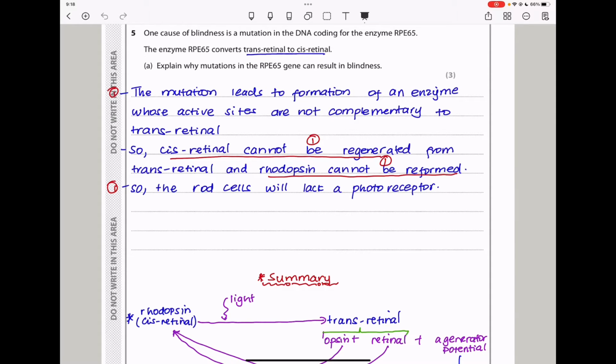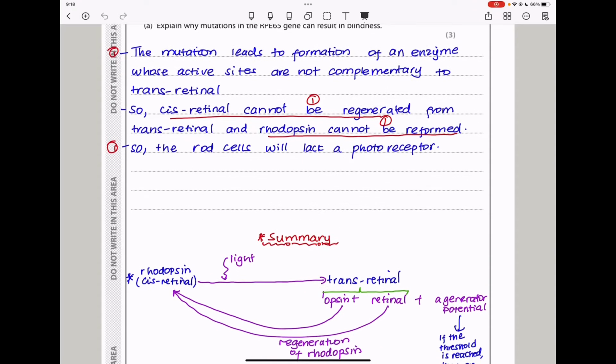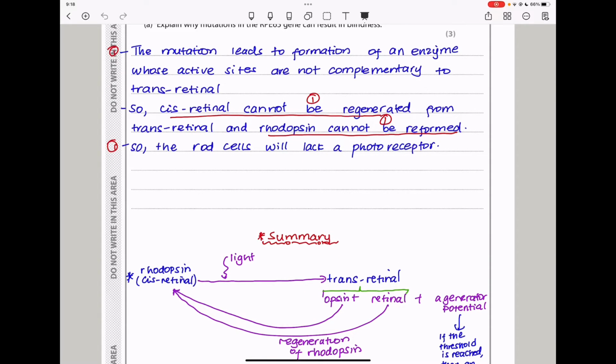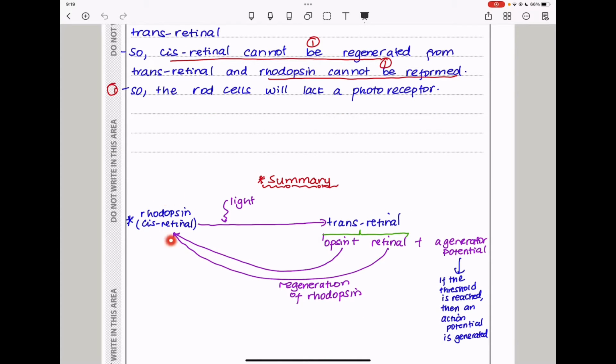So here I said the mutation leads to formation of an enzyme whose active sites are not complementary to the trans retinol. Remember, trans retinol will be the substrate for this enzyme. So cis retinol cannot be regenerated from trans retinol and rhodopsin cannot be reformed, so the rod cells will lack the photoreceptor. And again, remember the photoreceptor is the rhodopsin, which is present in the cis form. When light strikes, the rhodopsin is converted into the trans retinol form, which breaks down into opsin and retinol. These are later recombined with the help of the enzyme to produce the photosensitive pigment, which is rhodopsin.